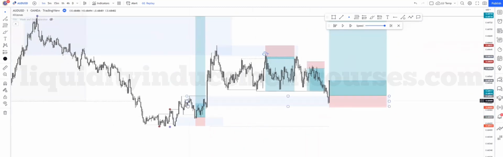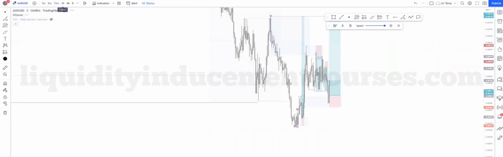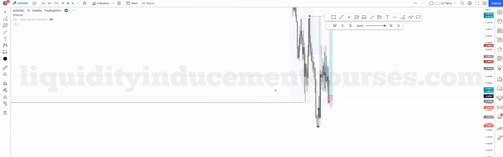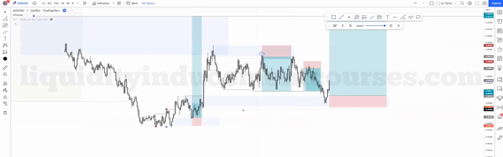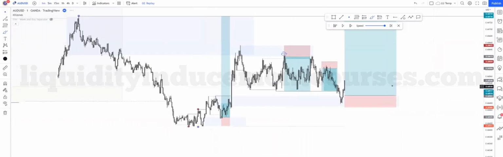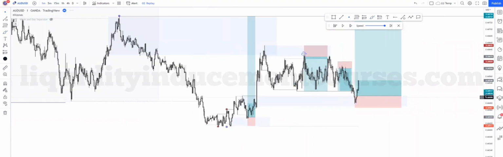Notice how it lines up with the breaker. There's a breaker, this high took out this low. So that's the breaker block, lining up with the higher time frame POI. So we have the 15-minute imbalance fill, then a 5-minute breaker, which lines up with a 1-minute breaker. So everything lines up. So yeah, I'll definitely take this directly.